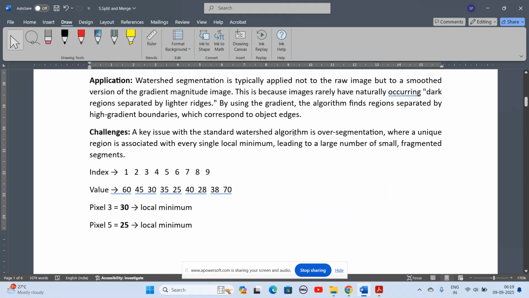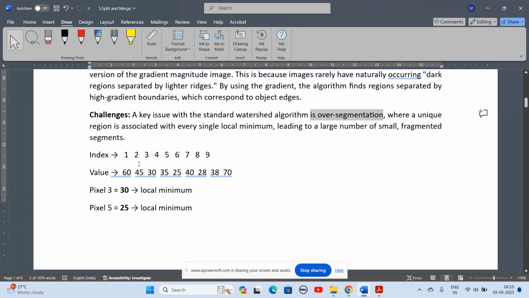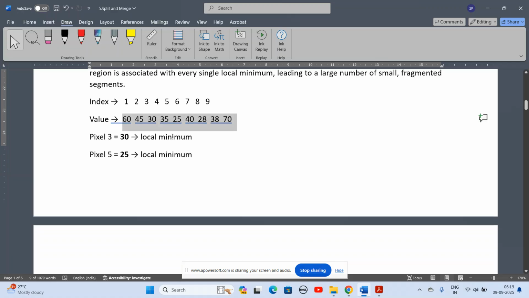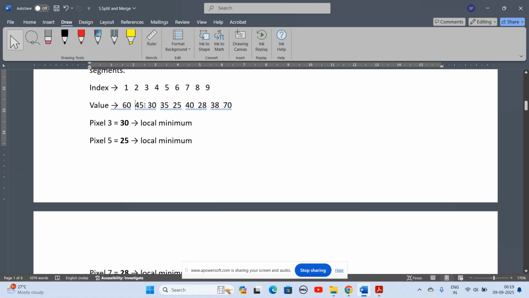The challenge here is that over-segmentation is possible. This is a major challenge we have to address. You can see a local over-segmentation here. We have pixels 60, 45, 30, 35, and we are going to find the local minimum. 60 is not a local minimum, 45 is not a local minimum, 30, yes, 30 is a local minimum. 35 and 45 are high, so I am going to take the local minimum 30.